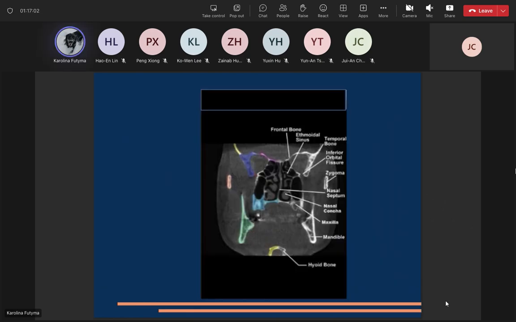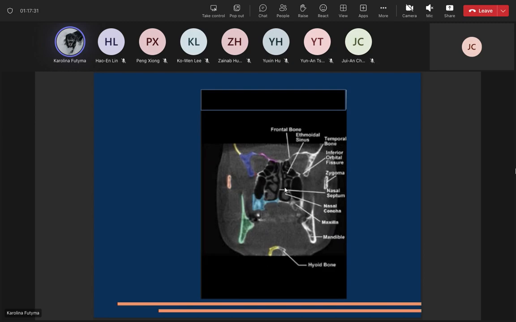This is the bony structure or bony window, which can be really similar to CBCT imaging. And of course, here we have our coronal or frontal view. Here we have the sinuses, maxillary sinuses, orbits. Here we have a frontal bone. Of course, the nasal septum, the nasal inferior concha here.